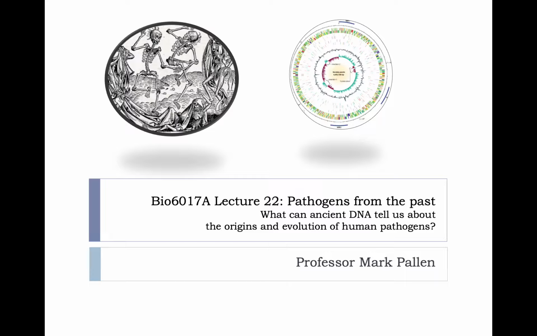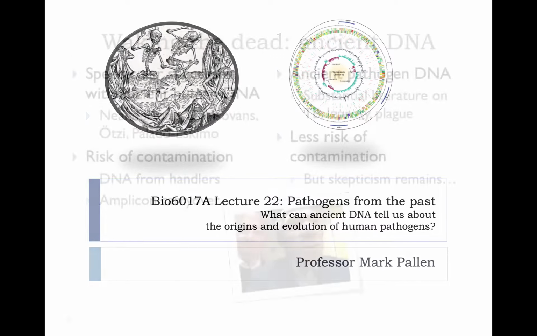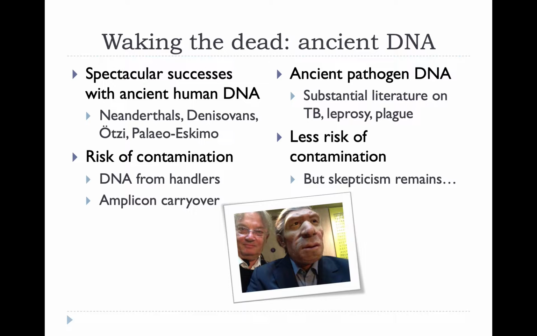Okay, so this is the lecture for today, pathogens from the past. Now, our previous lecture was called Waking the Dead, and we looked at ancient DNA, and there have been many spectacular successes using ancient DNA to study human evolution, the Neanderthals, the Denisovans, things we didn't mention. There's been genome sequences from Ötzi, this ice mummy from the Alps, Paleo-Eskimo, and so forth.